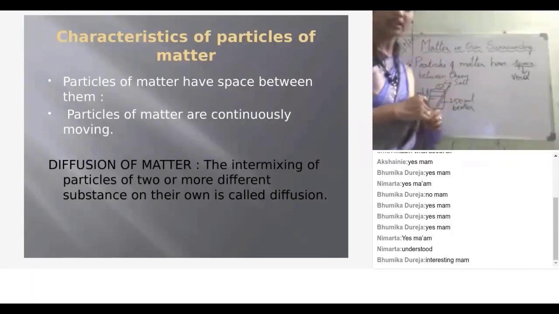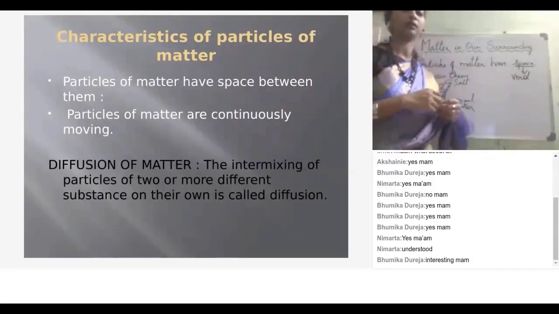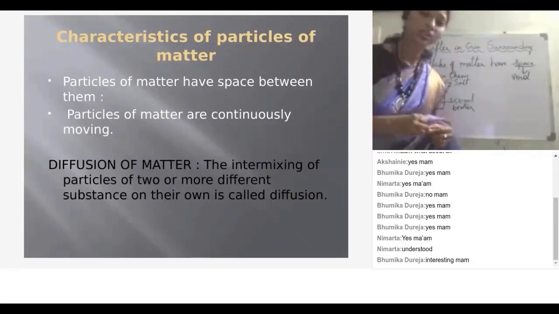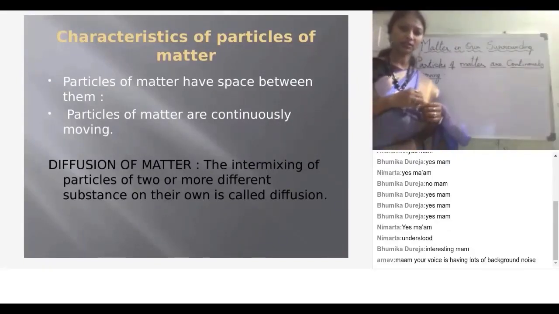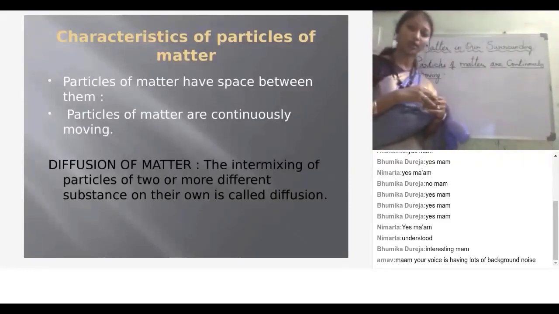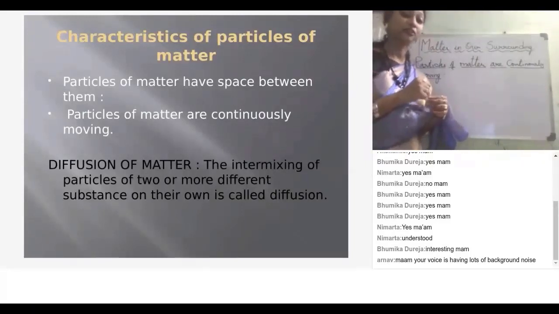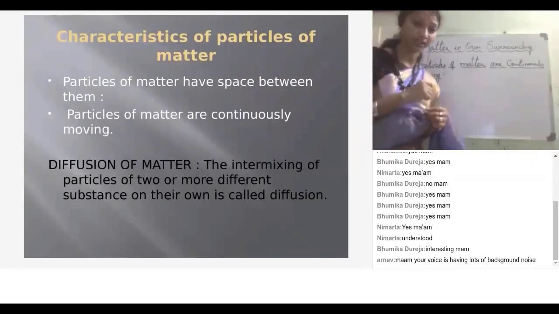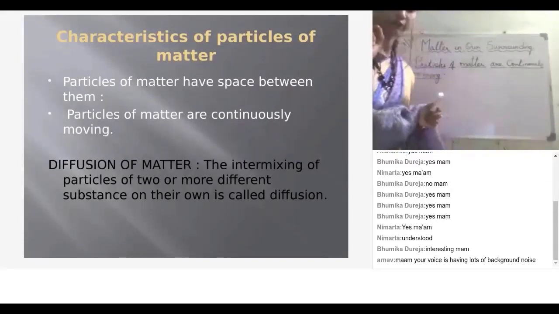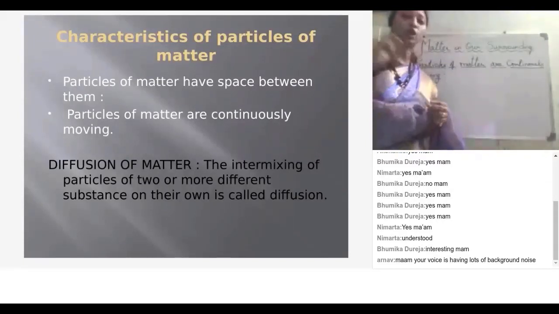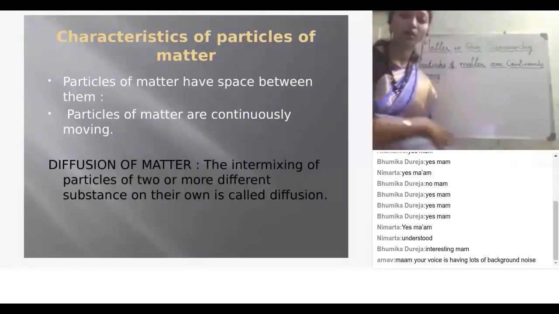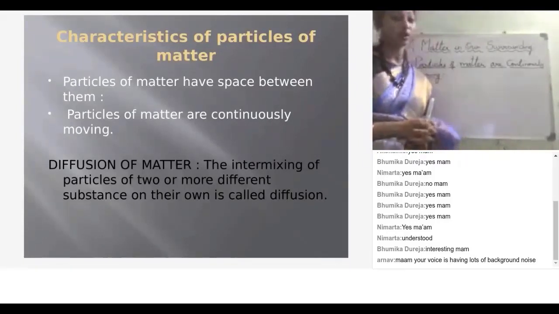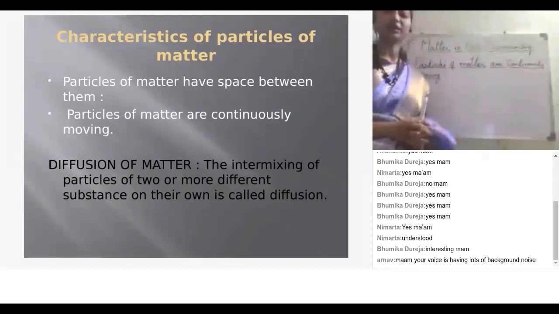Second one: particles of matter are continuously moving. The second characteristic is that particles of matter are continuously moving. Before that, we should know what is diffusion of matter. What is diffusion of matter? Diffusion is the intermixing of particles of two or more different substances on their own. What is diffusion, children? The intermixing of particles of two or more different substances on their own is called diffusion.